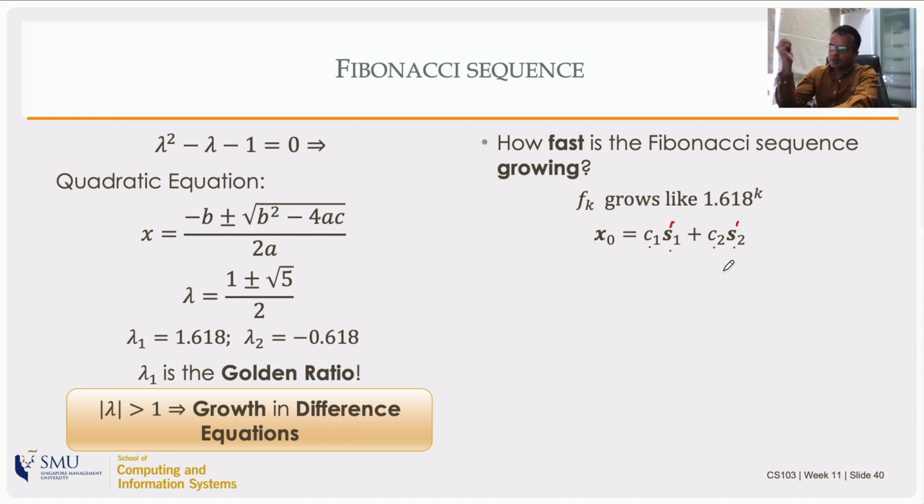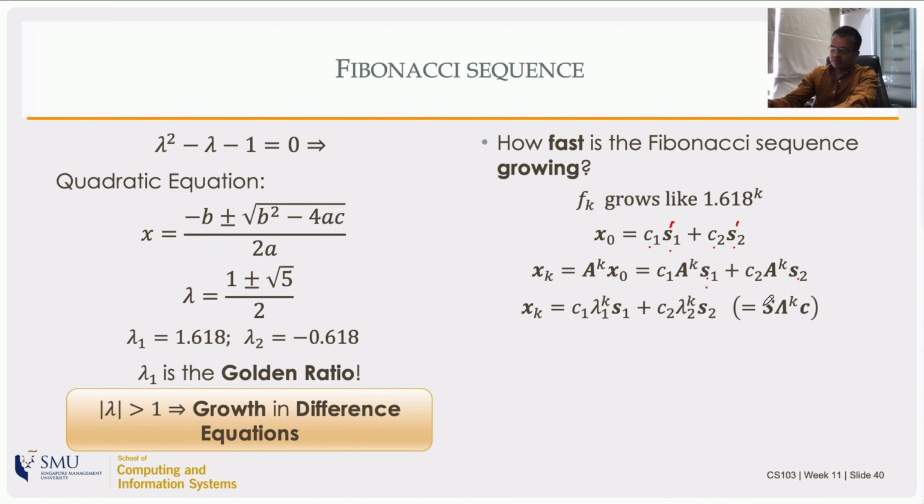In particular, I can express x0, which was just (1, 0), in terms of the eigenvectors. And then I know that xk is going to be A to the power k times that x0, which means it's going to be c1 times A to the power k s1, plus c2 times A to the power k s2. And since s1 and s2 are eigenvectors, I know that A to the power k s1 is the same as lambda 1 to the power k s1, and the second one is lambda 2 to the power k s2. So this we already saw.